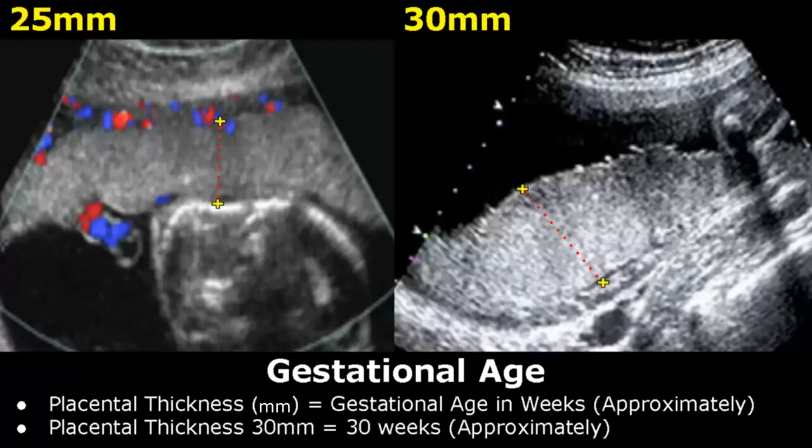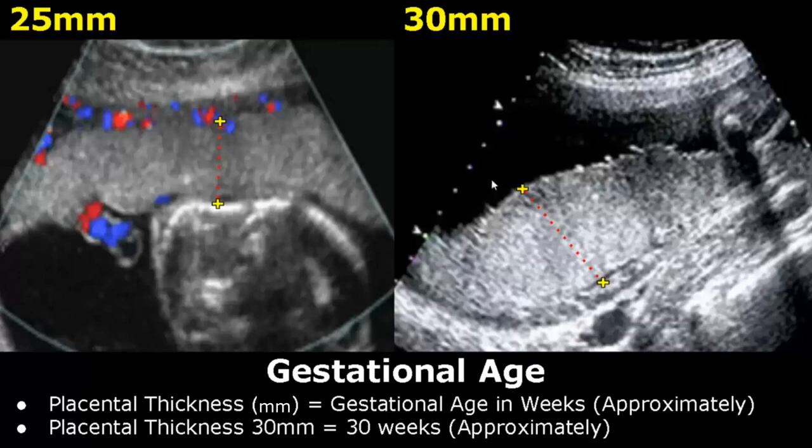An anterior placenta such as this one will be slightly thinner. It is less likely to reach 4 centimeters in maximum thickness. Usually an anterior placenta will reach a maximum thickness of 3.3 to 3.4 centimeters.